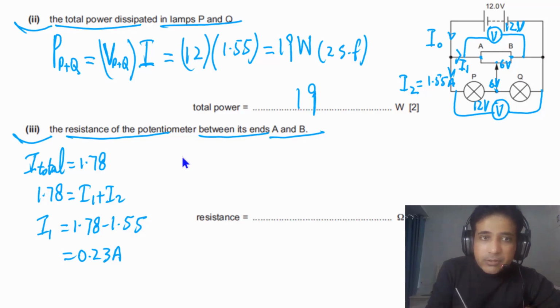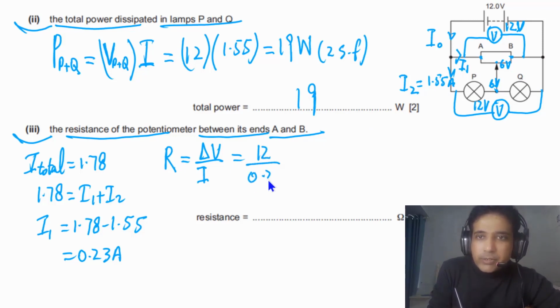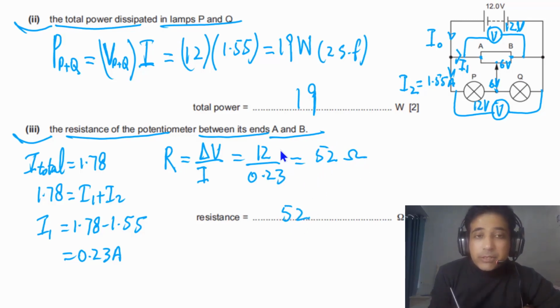Now we have the value of current passing through this potentiometer, and we also have the potential difference across it. So we can calculate resistance. Resistance is equal to potential difference divided by current passing through this potentiometer. So we have 12 volts divided by 0.23 amps. The final answer in this case will be 52 ohms. We have to use 2 SF because the least number of SF in the raw data is 2 SF. So this is our final answer.